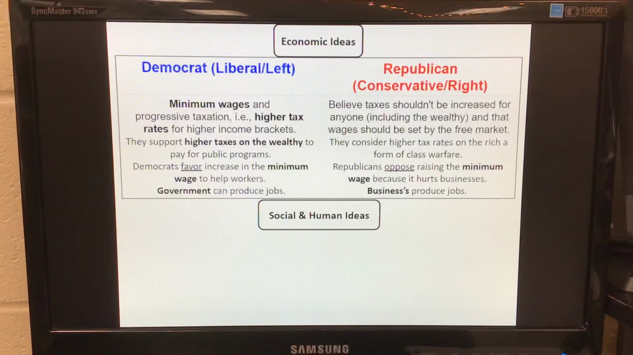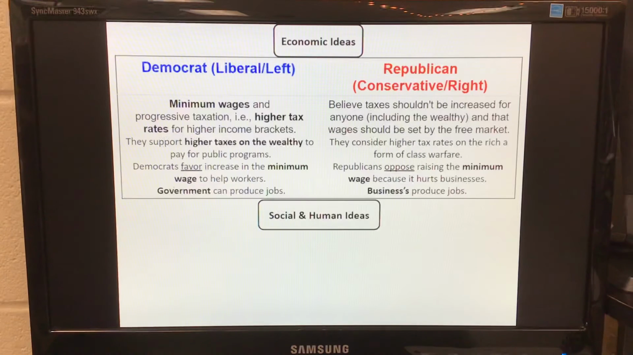Now, a flat tax just means, I'm sure you can probably figure that out by thinking about it, everybody pays the same. And they actually would even support lowering taxes on everybody. Okay, because the Democratic Party is about raising taxes to provide more. The Republican Party would cut taxes and not provide as much for people. Okay, and we'll talk more about that in a minute. So, lastly, businesses should produce jobs, not the government.